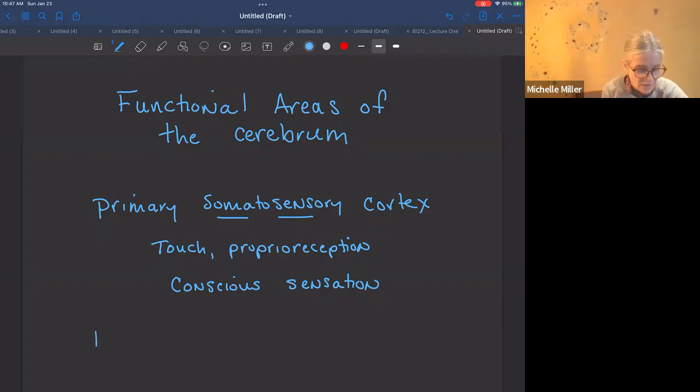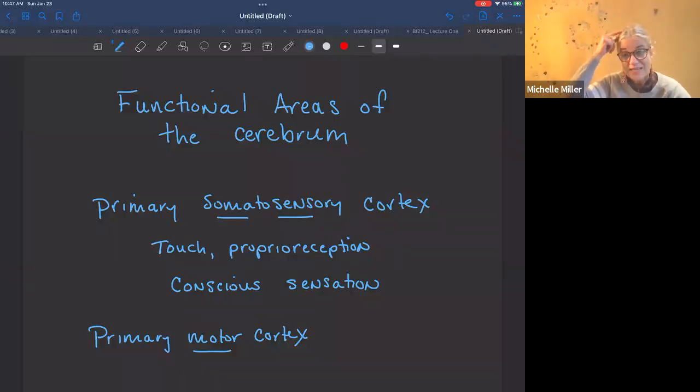We also have what is called the primary motor cortex. And this is where I initiate an action potential to go to a different part of my body. So motor has to do with moving muscles. So I can consciously send a signal to my finger to flex and extend. And that originates in the primary motor cortex. So this is conscious initiation of movement.